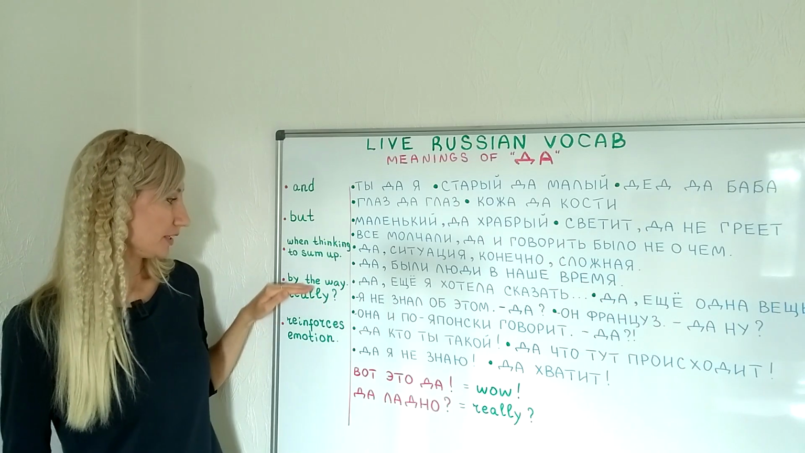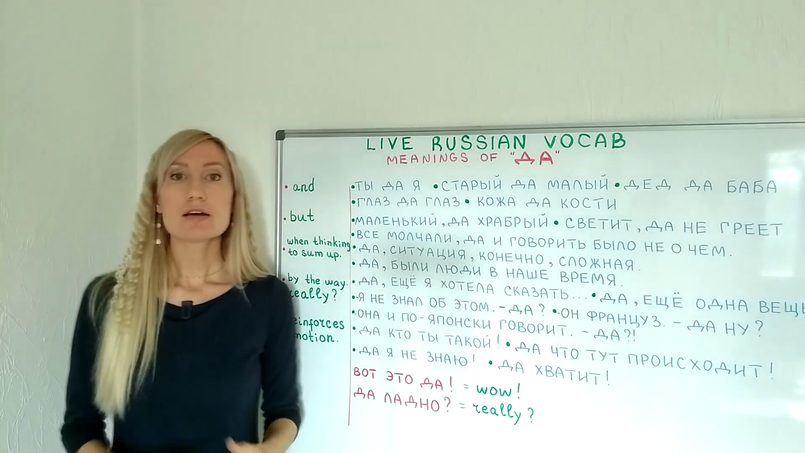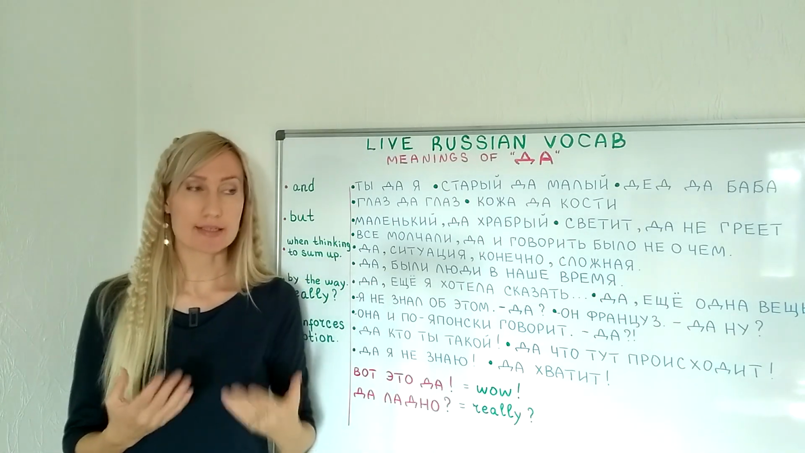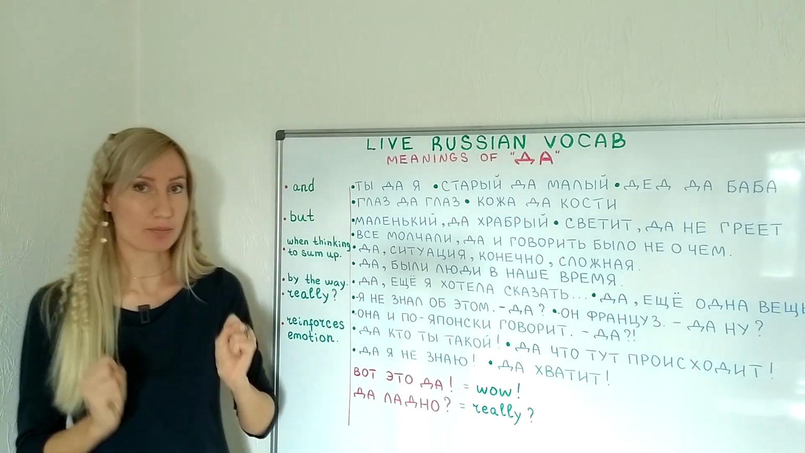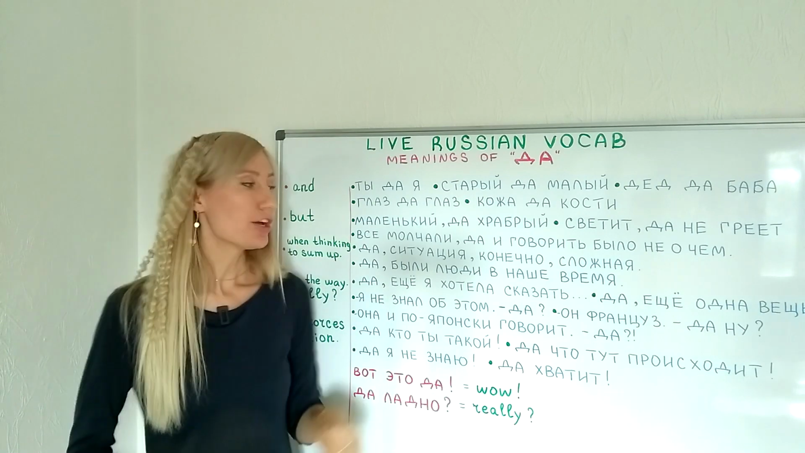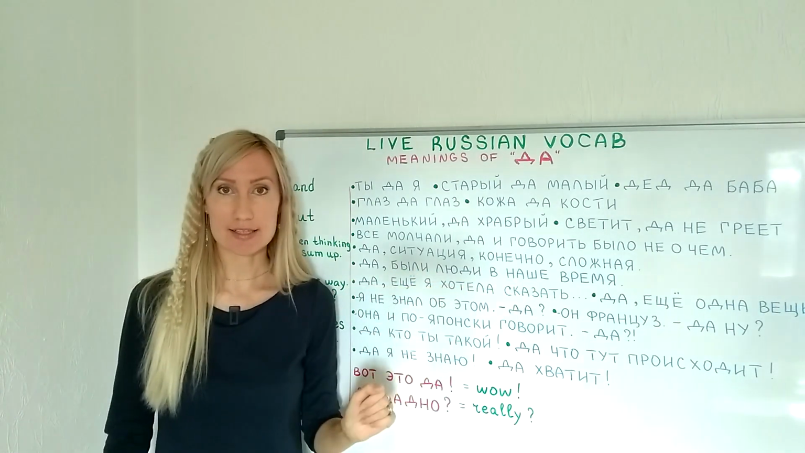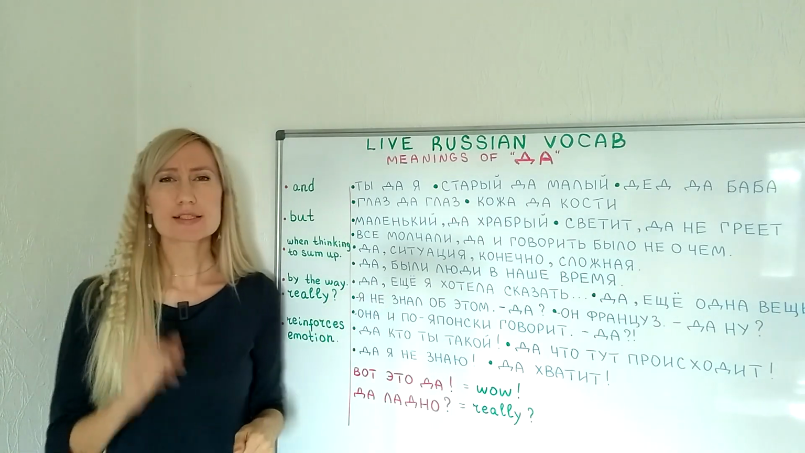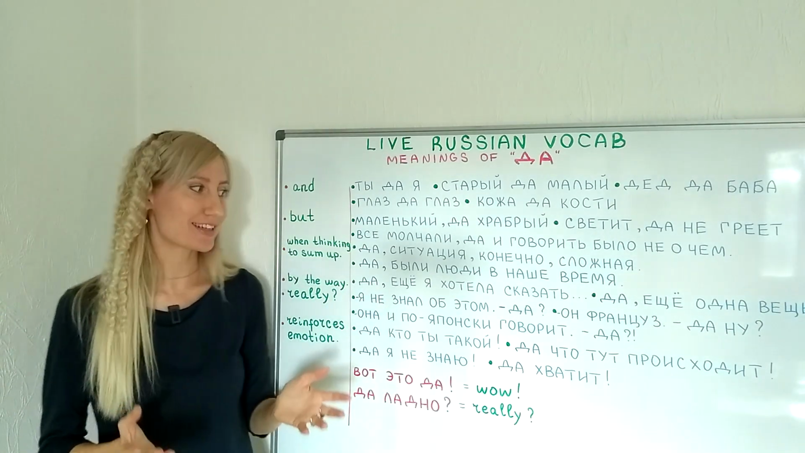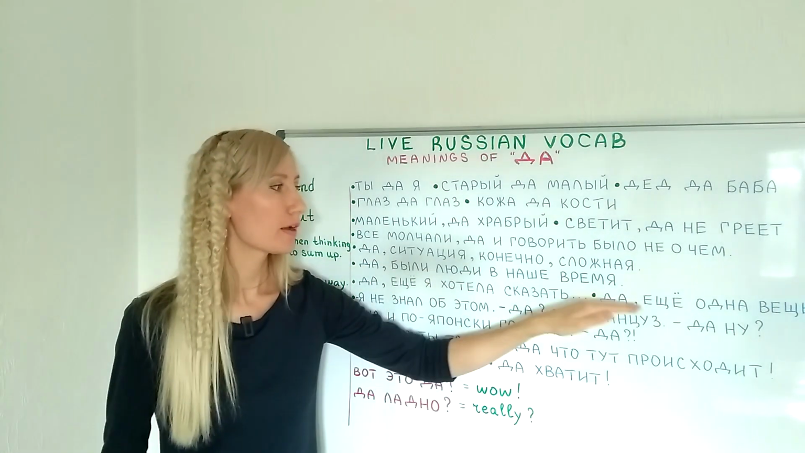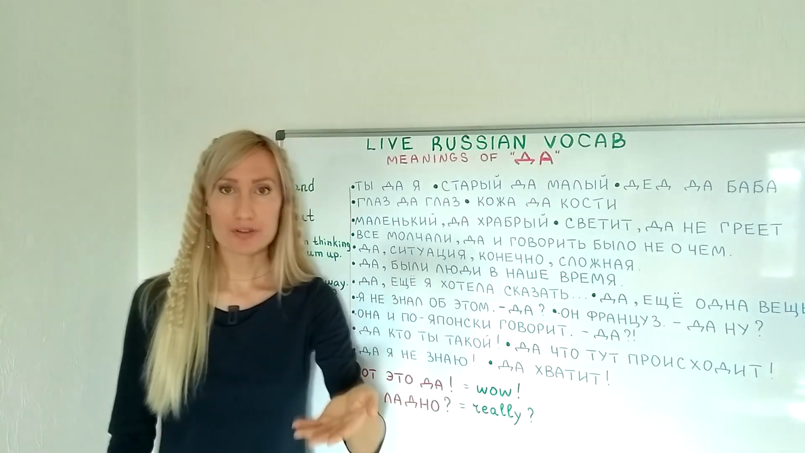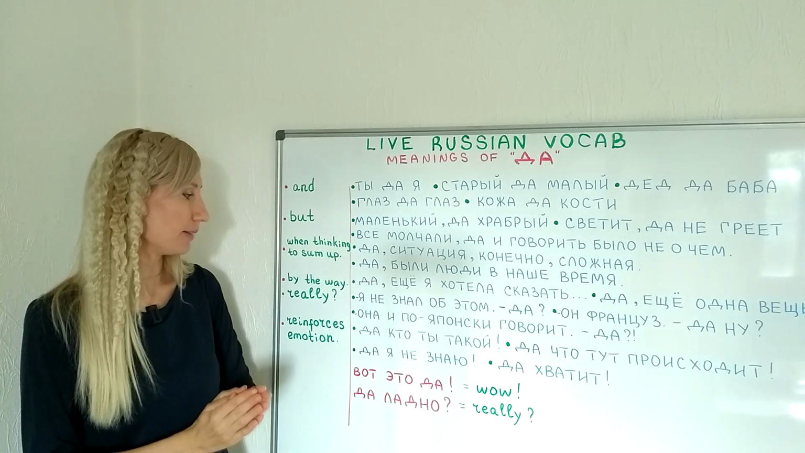The fourth meaning, it's right here, by the way, or you can replace да with кстати. Кстати means by the way. For example, да, еще я хотела сказать, yeah, by the way, I also wanted to say, or кстати, еще я хотела сказать, or да, еще одна вещь, yeah, one more thing. Yeah, that's how we use да.